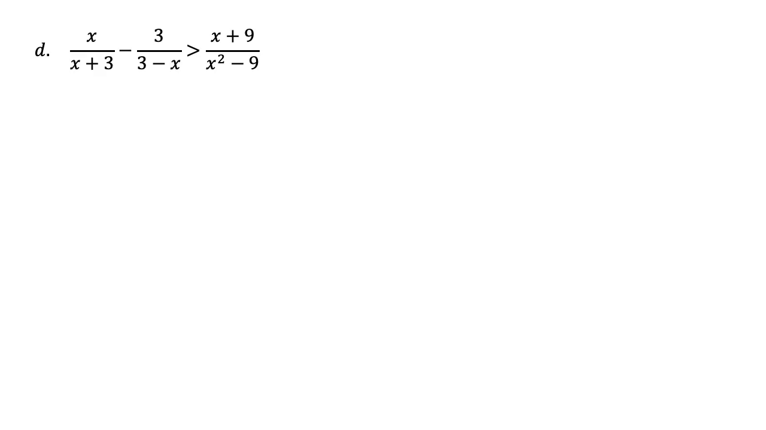Okay, now let's take a look at our last example. Since it's our last example, the solution here is not in detailed form since you already know how to do it in your own terms. So we have x over x plus 3 minus 3 over 3 minus x greater than x plus 9 over x squared minus 9. So our LCD is x squared minus 9. So we can't afford to have positive and negative 3 as part of our solution. Now let's divide it back to our original expression.